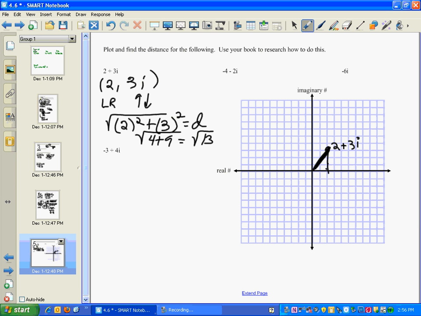Okay? How do I plot negative 4 minus 2i? From the origin, which way do I go? Left, how many units? 1, 2, 3, 4. Then I go down 2. There is negative 4 minus 2i. What's that distance? How do I figure it out? The square root of my x value. What's my x value? Negative 4 squared. And my y value? Negative 2 squared. Notice, girls, I'm putting my negative 4 in parentheses and squaring it. This value, when I square it, is positive. Square root of 16 plus 4, square root of 20, which is 2 root 5.